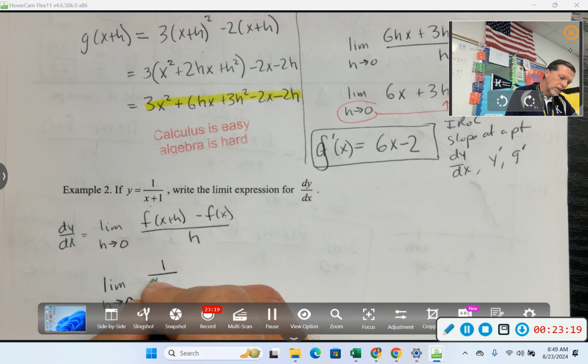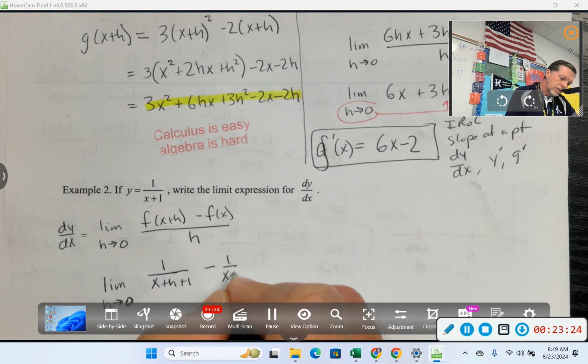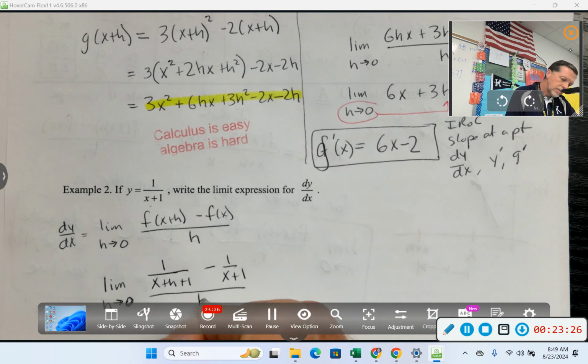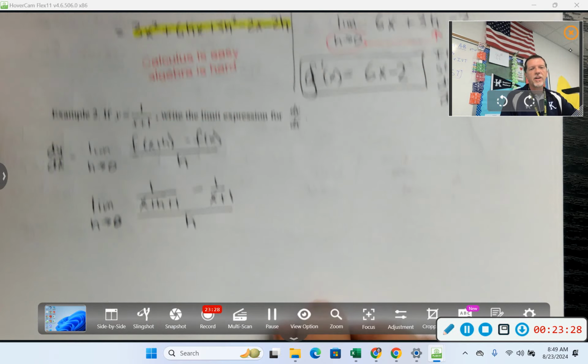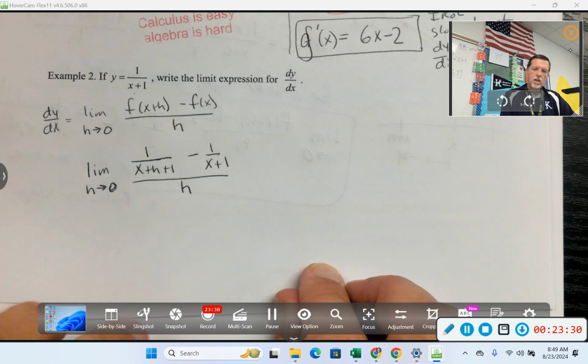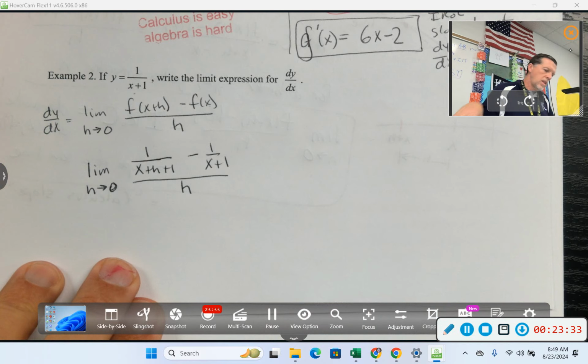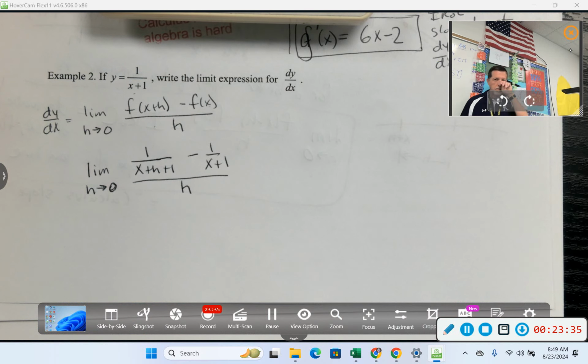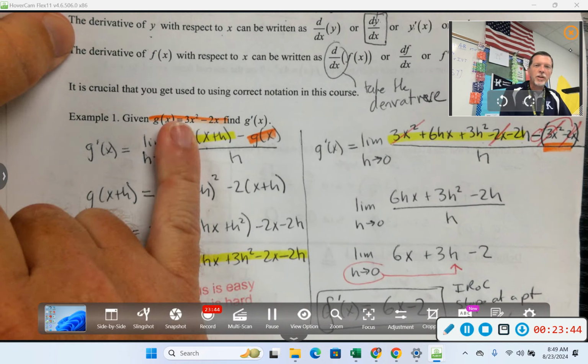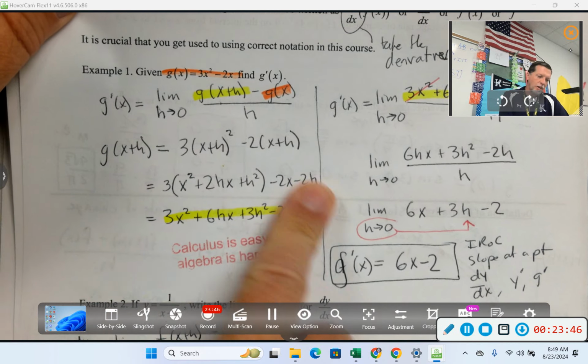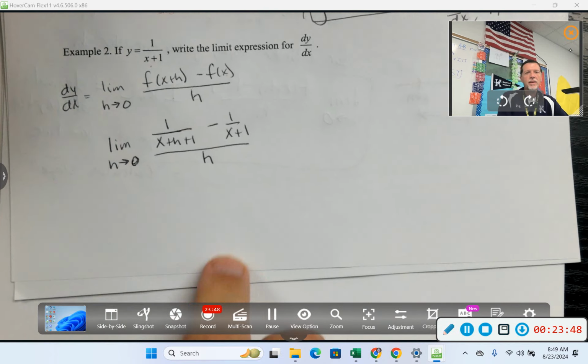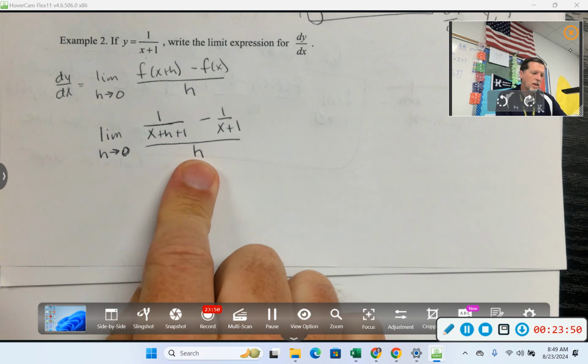So 1 over x plus h plus 1 minus 1 over x plus 1, all over h. Okay with that? Just replace x with x plus h. Again, on a complicated polynomial, I usually take the time to write it out because there's a lot of algebra in there. This was a pretty simple substitution.